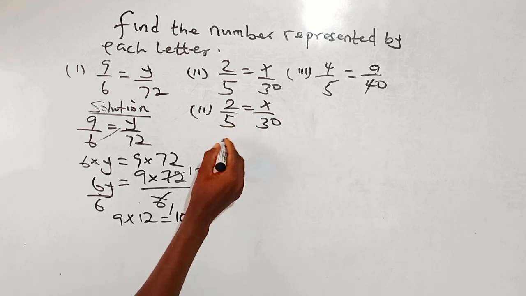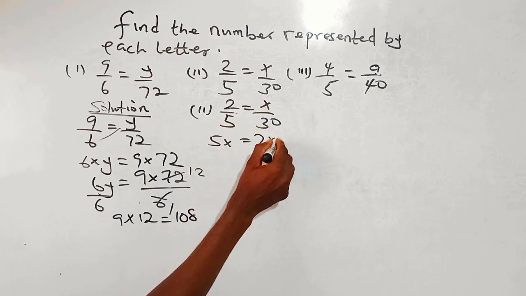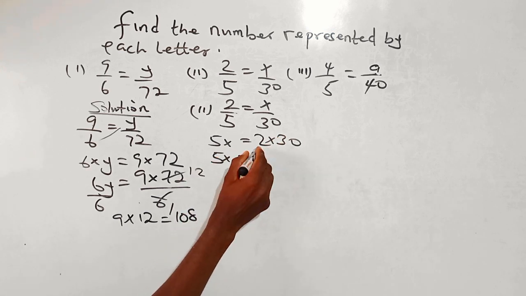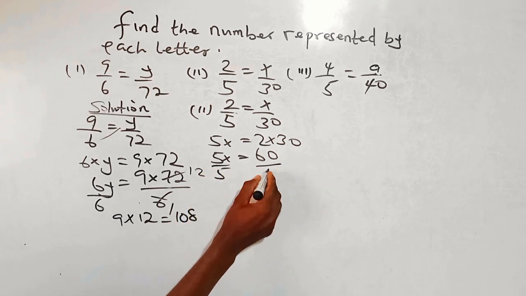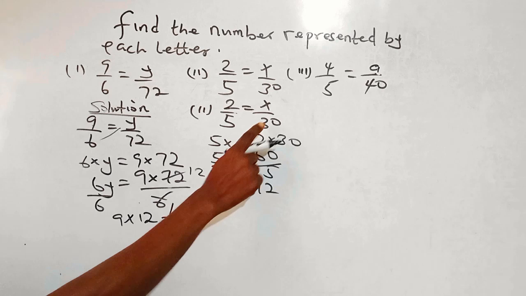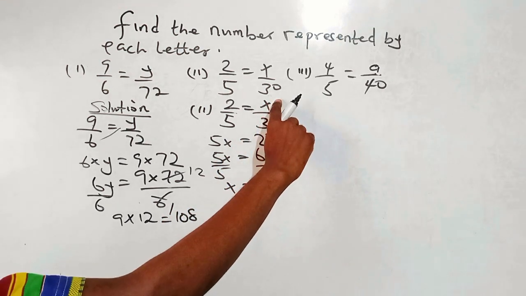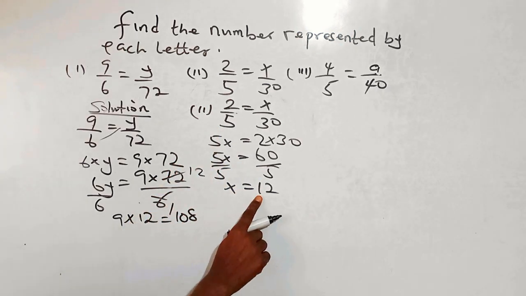So when you cross multiply, you have 5x equals 2 times 30. So 5x equals 30 times 2, which is 60. When you simplify this with 5, I have x to be 12. So that means when I put 12 here, 12 over 30, and I simplify 12 over 30, I will have 2 over 5. So let us try that.